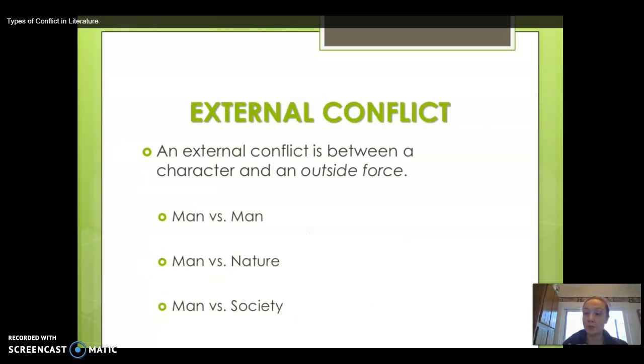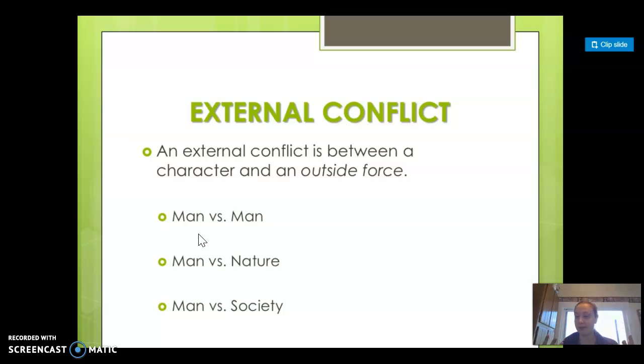You can pretty much break most conflict up into external conflict and internal conflict. An external conflict is between a character and an outside force. This is the conflict you'll most likely see. It's man versus man, man versus nature, and man versus society. Man versus man is obvious, man versus another human being, or another being of its same species, if you will. Let's talk about Thor, for example. A lot of his conflict could be considered him versus Loki. That could be considered man versus man.